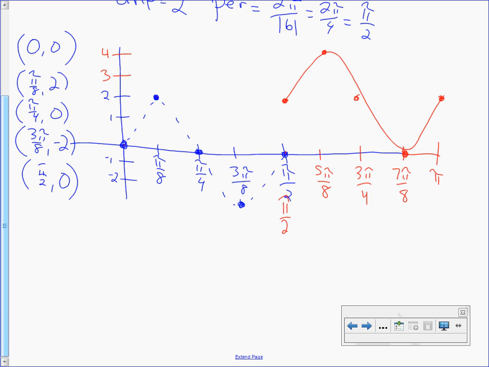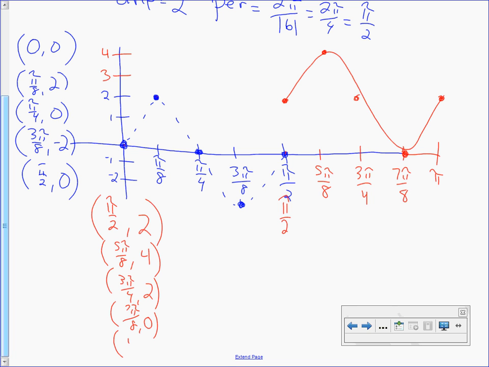So my new sets of ordered pairs then, basically just adding pi over 2 to the x column and adding 2 to the y column. So it's pi over 2, 2. 5 pi over 8, 4. 3 pi over 4, 2. 7 pi over 8, 0. And lastly with pi, and back at 2.